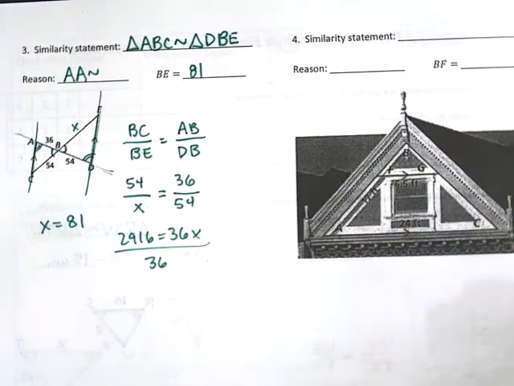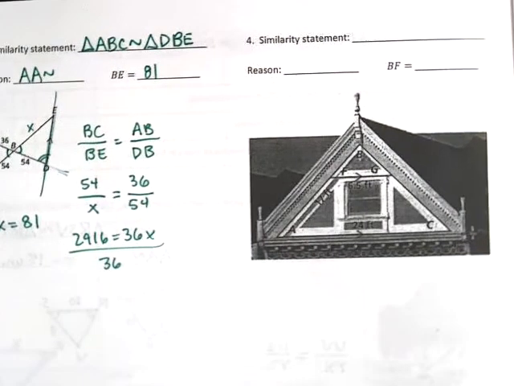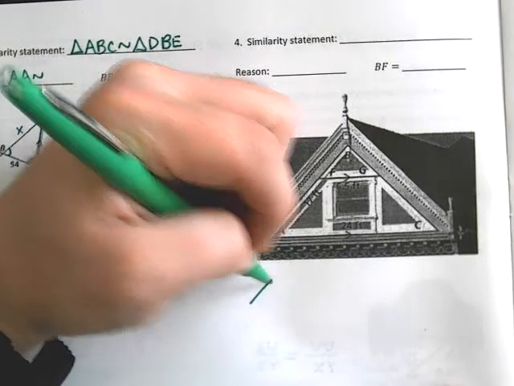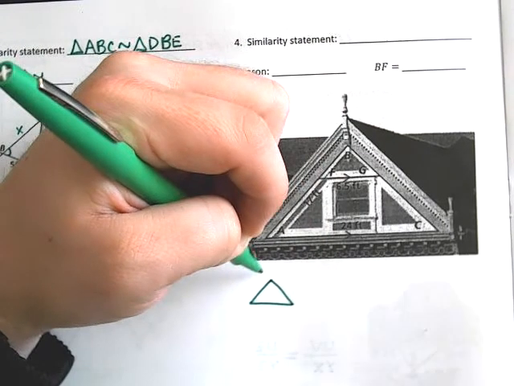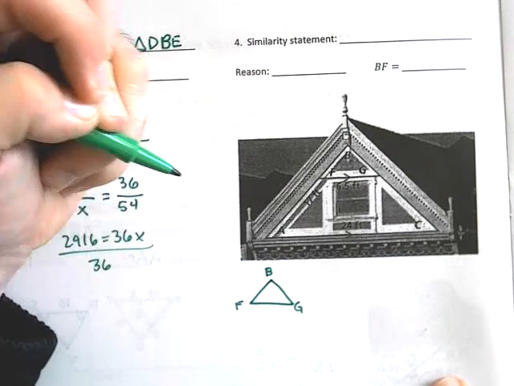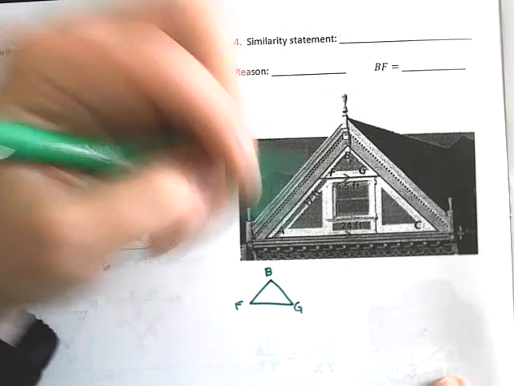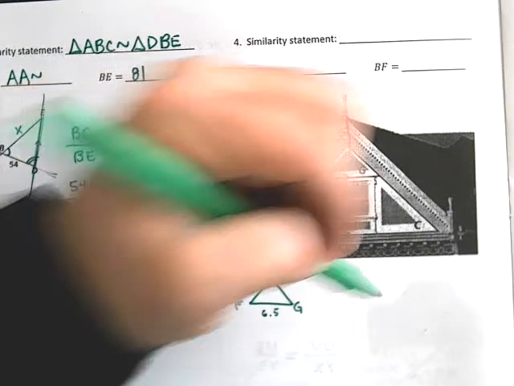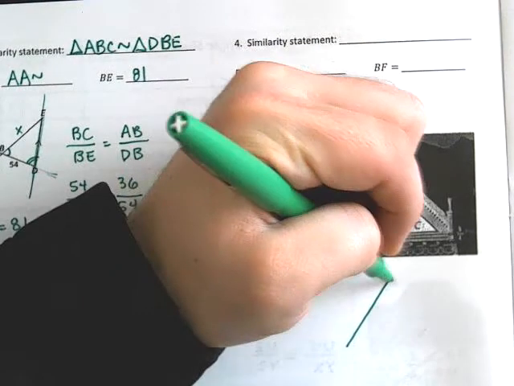Last practice problem for this video. A crazy looking picture, kind of hard to read. Let's break this down into something that's a little more manageable. So if I come down here and re-sketch, I'm going to say that this is B, F, G, and it looks like this is 6.5. Excuse me. And then I'm going to draw the bigger triangle.